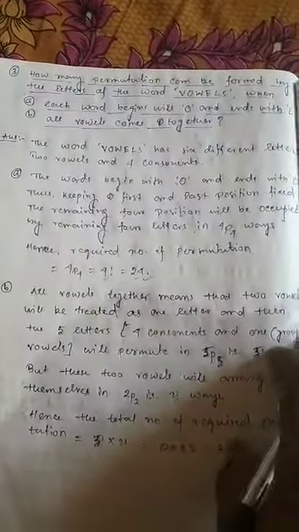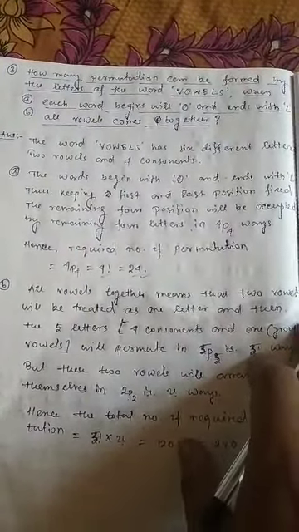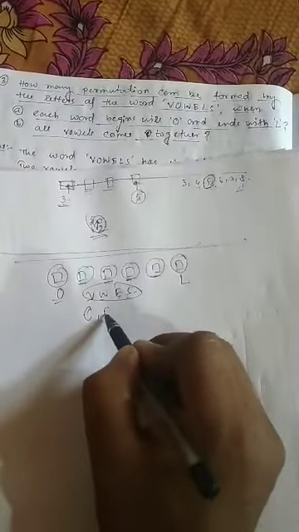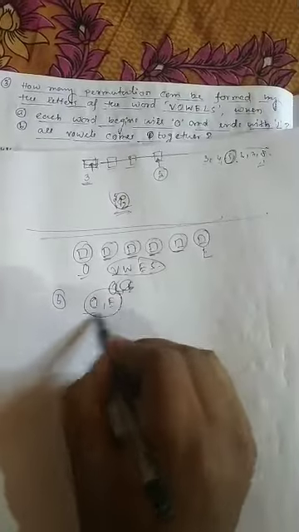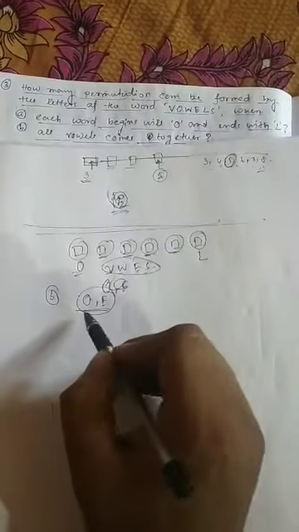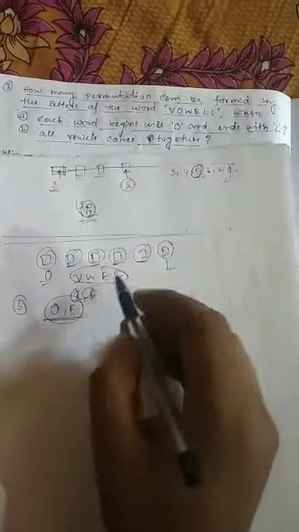Now for the second part, it is told that all vowels come together. There are only 2 vowels given, which are O and E, and O and E must always be together. So leaving O and E, the 4 consonants are V, W, S and L, right? 4 consonants are available. Now we can take O and E as one letter.